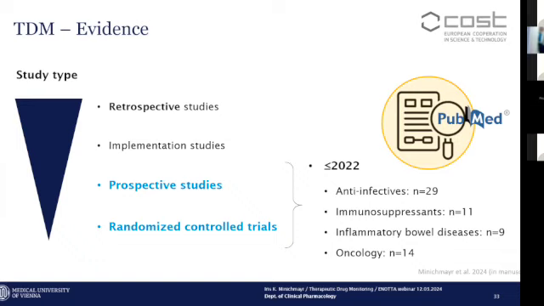To get an idea of the body of prospective evidence, we have recently summarized prospective studies on TDM and model-informed precision dosing for anti-infectives, immunosuppressants, inflammatory bowel disease, and in the field of oncology. And we found 29 prospective studies up to the year 2022 for anti-infectives, which was more than double as much as for the other areas. So these numbers are not too high. And of course, more well-designed studies are needed to show the benefit of TDM, not only with respect to clinical, but also with respect to pharmacoeconomic outcomes.